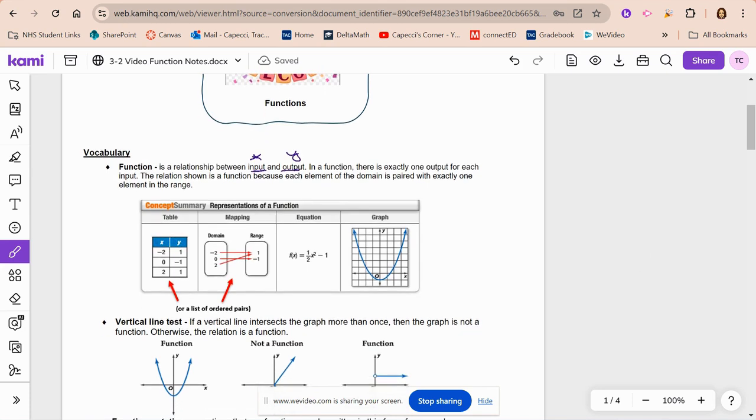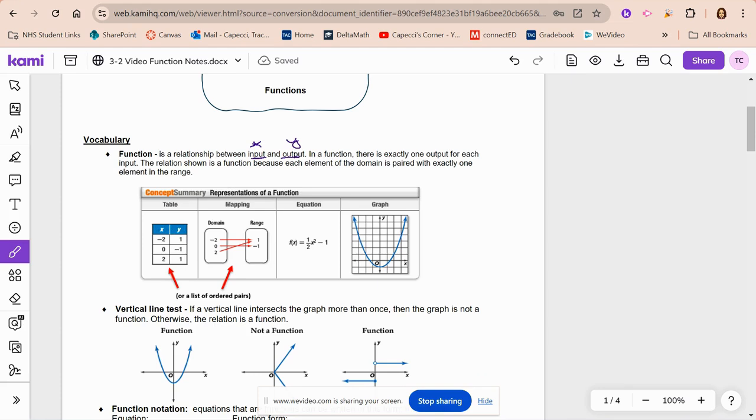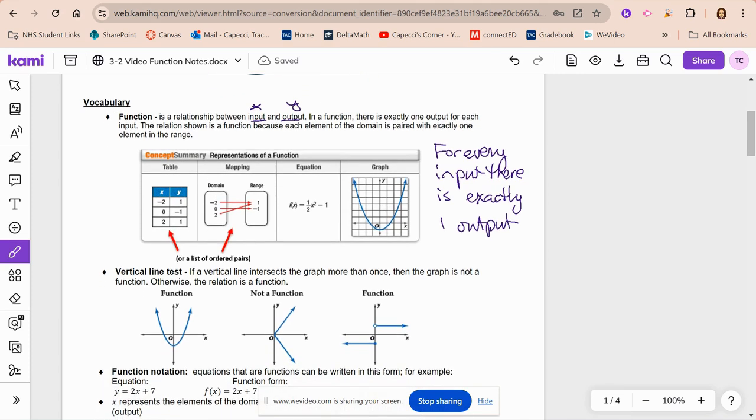The relation shown is a function because each element of the domain is paired with exactly one element in the range. So a lot of times what we say is for every input, there is exactly one output, just one. Okay, so we're going to explore this a little bit. Here are some representations of some functions.